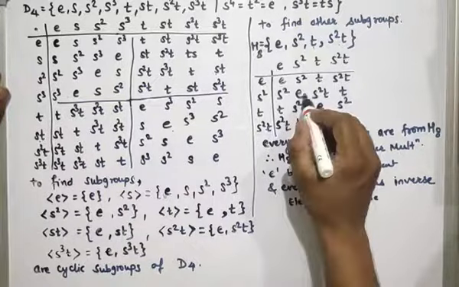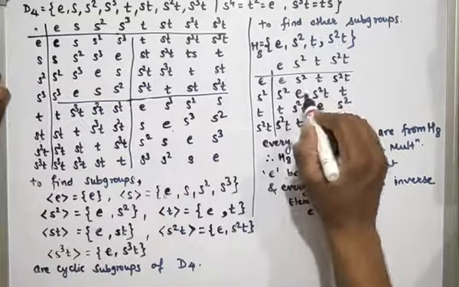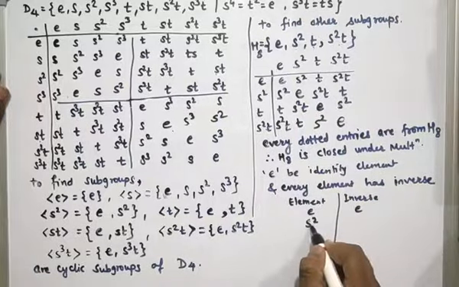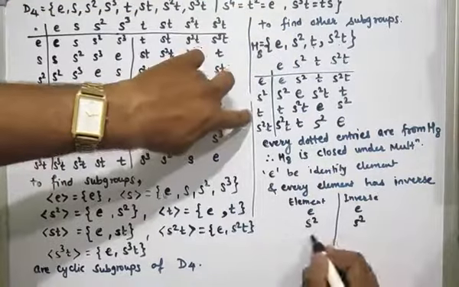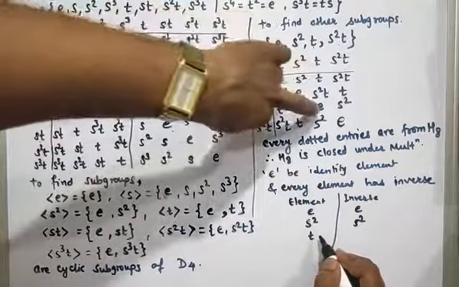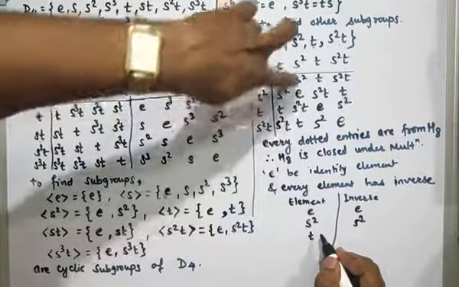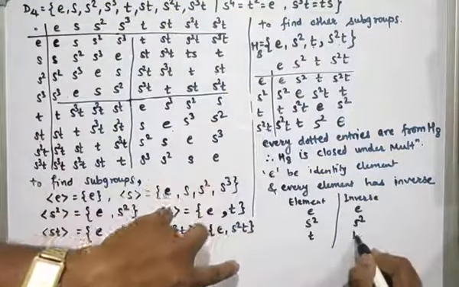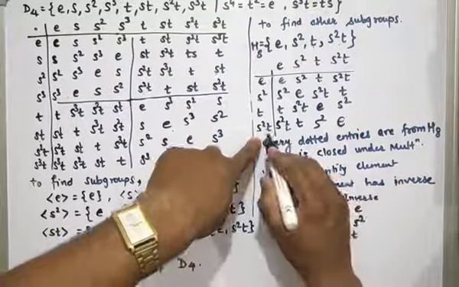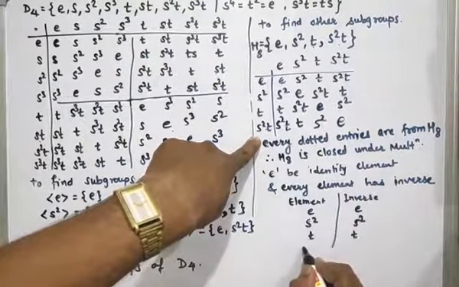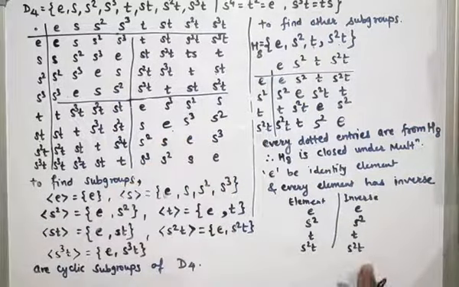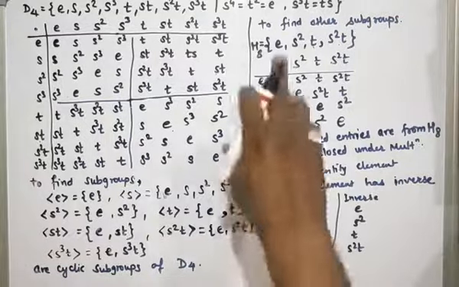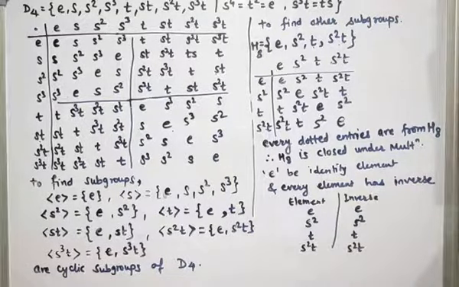Next, S square into S square is identity, which means if I take element S square, then its inverse is again S square. Now if I take T, then its inverse is again T, because T into T is identity. Now next, S square T into S square T is identity, which means if I have element S square T, then its inverse is S square T. So all properties of a subgroup are satisfied, which means H8 is a subgroup.